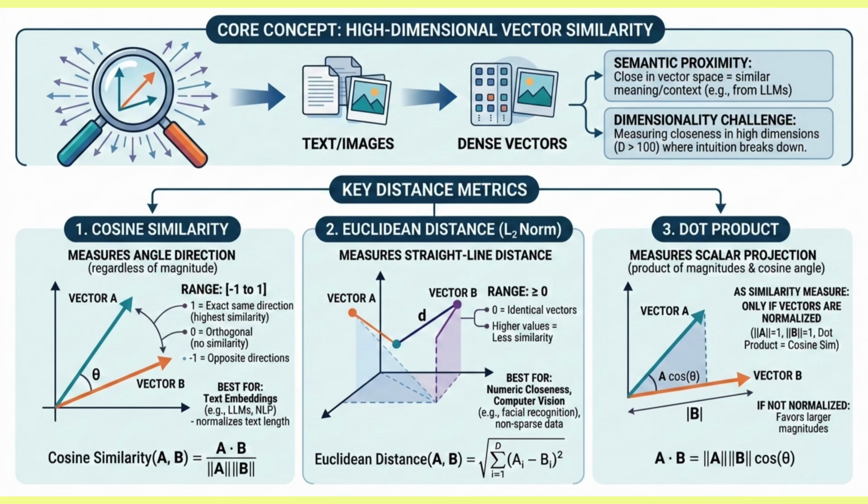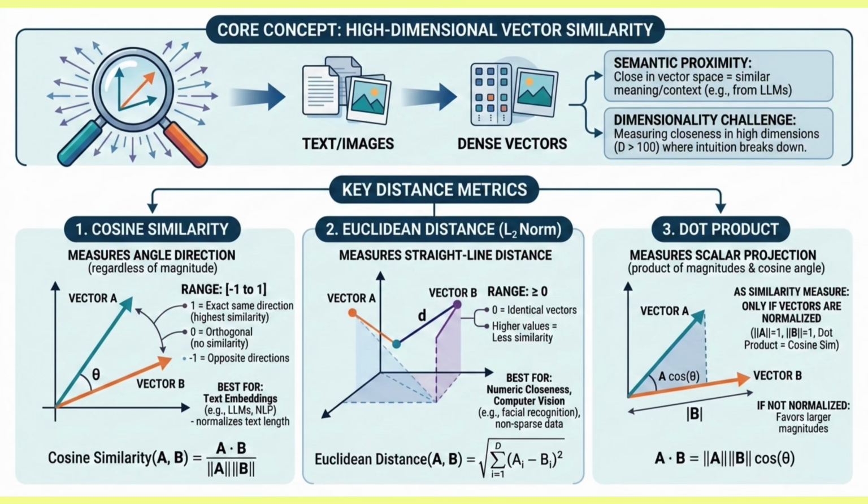When using vectors from large language models, similarity often translates to semantic proximity. If two text passages are close in the vector space, it means they share similar meaning or context, even if they don't share many of the same keywords. In a high-dimensional space, our standard 2D or 3D intuition about distance can break down, a phenomenon sometimes called the curse of dimensionality. This is why specific metrics are chosen to capture the most meaningful aspects of closeness for a given application.